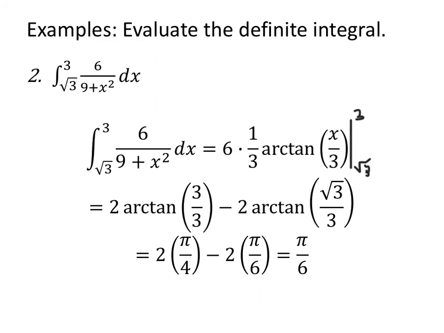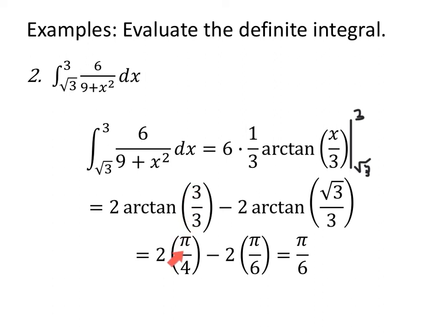If I want to evaluate the integral from square root of 3 to 3 of 6 over 9 plus x squared dx, I factor out my 6. My a value is 3, otherwise it's the inverse tangent form, so I'll have 1/3, 6 times 1/3 arctangent of x over 3, evaluated from the square root of 3 to 3. Pretty ugly looking 3's, but you know, we're there. 6 times 1/3 is 2. Arctangent of 3 over 3 minus 2 arctangent square root of 3 over 3.